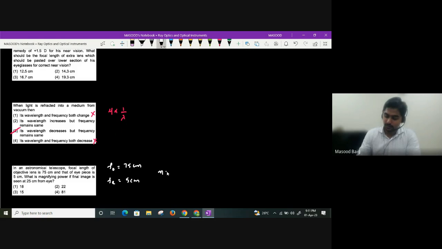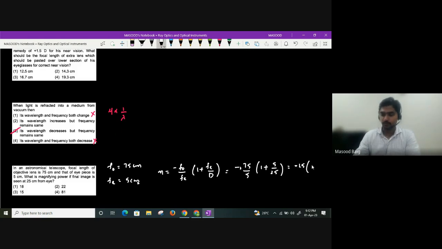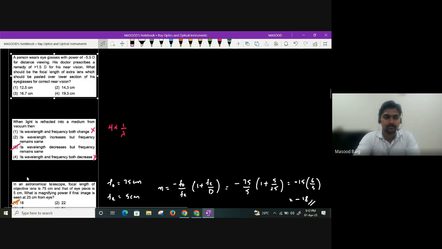What is the magnifying power in strained eye? Minus of f0 by fe into 1 plus fe divided by D. 75 by 5 will be 15. 1 plus fe by D, the value is 5 divided by 25. So you'll get minus 15 into 6 by 5, I think you will get it as 18, guys. Clear, all of you? Understood, everyone? Direct question again. Optical instruments, direct questions you are going to get, guys. Let us come to this question now.